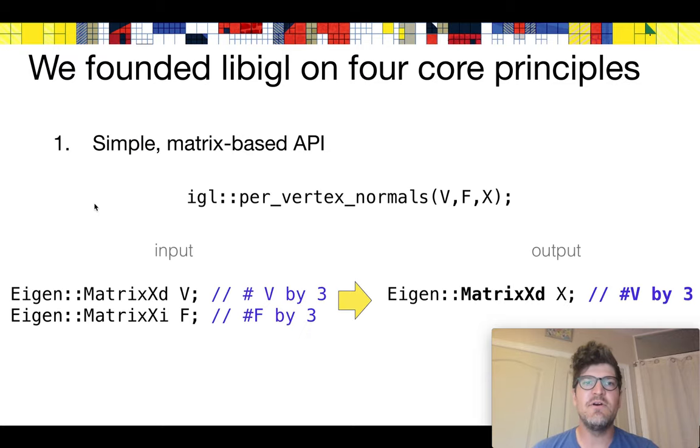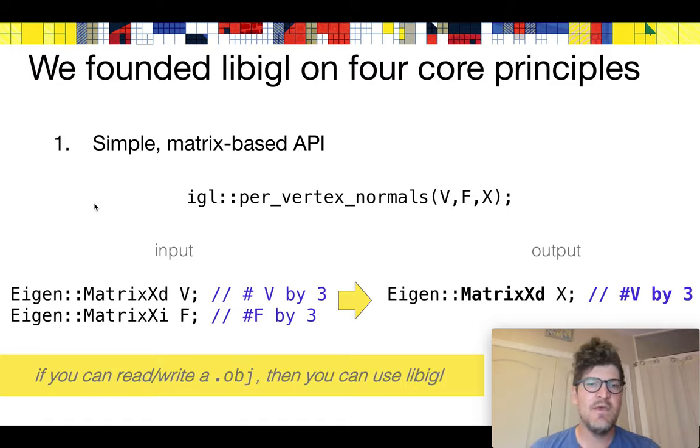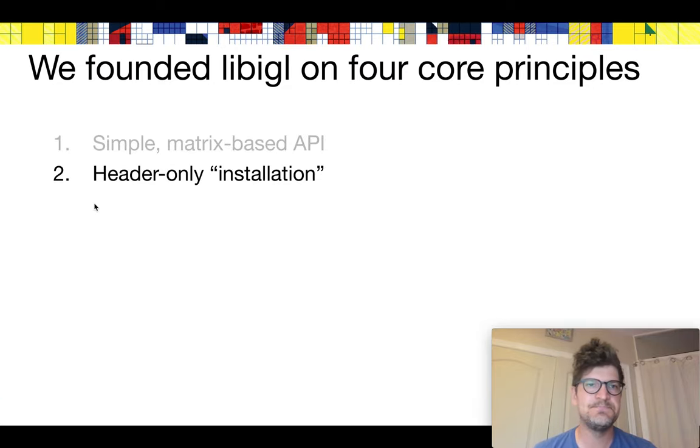The first of which we've already seen is this simple matrix-based API. So this was the example of per vertex normals. We store our mesh in this very simple format, and the output is also a simple matrix. Basically, the idea is that if you know how to read or write your data into an OBJ, then you're off to the races with using libigl. You already know how to convert your data structure to and from the V and F matrix format. So this gets at our low barrier to entry. Hopefully you can just immediately start using these functions.